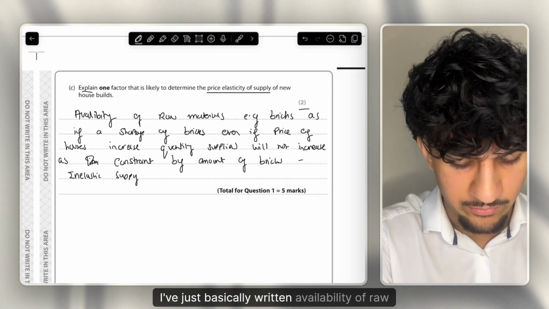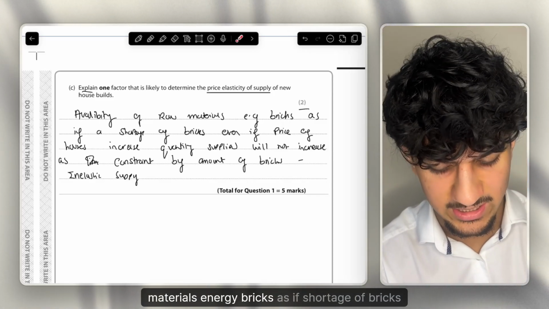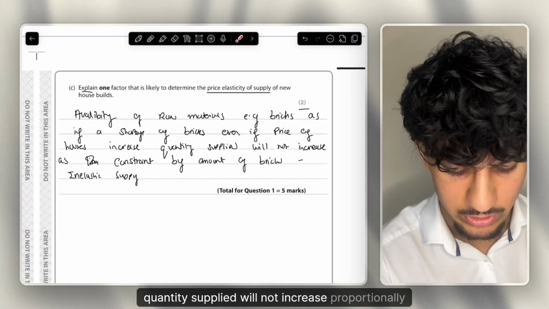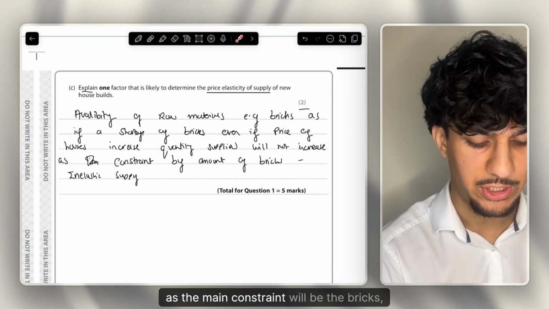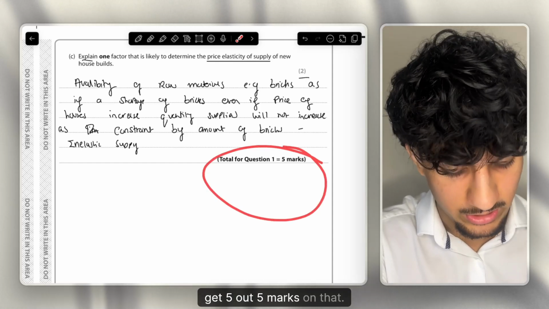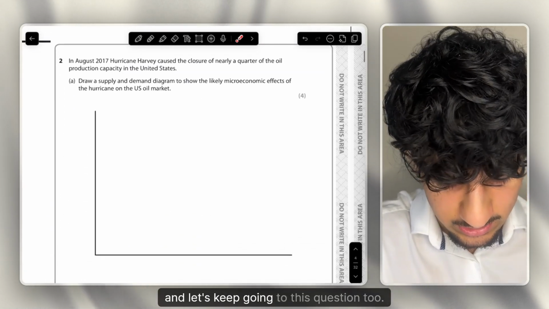So this is basically written as availability of raw materials, e.g. bricks. If there's a shortage of bricks, even if the price of houses increases, quantity supplied will not increase proportionally, as the main constraint will be the bricks, thus suggesting inelastic supply. That is how to get 5 out of 5 marks on question 1. And let's keep going to question 2.